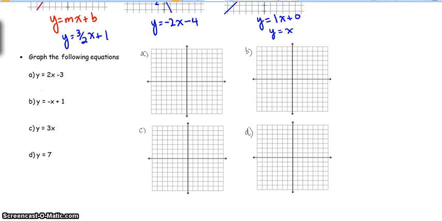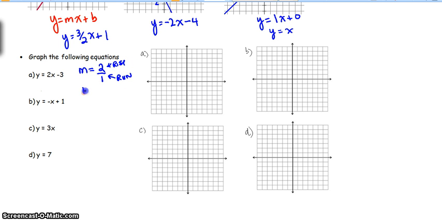Now I can also graph using this rule. Rather than making a table of values, plug in x, find y, plug in x, find y, we can just use our slope-intercept to help. For example, in A, my slope is 2, or 2 over 1 as a fraction. Rise over run.